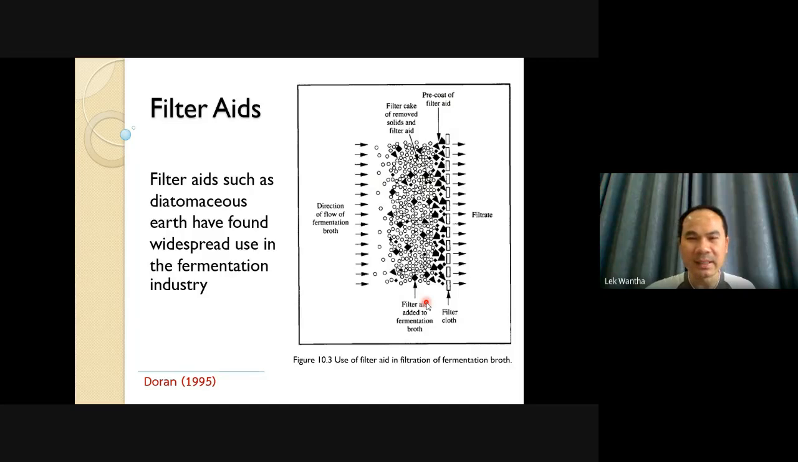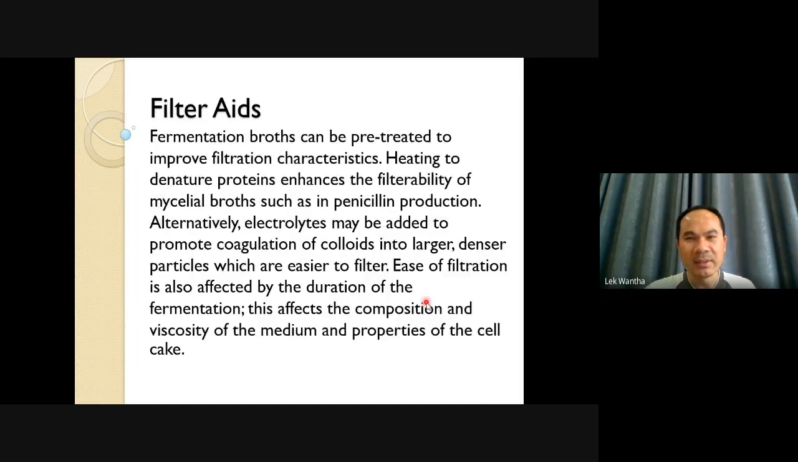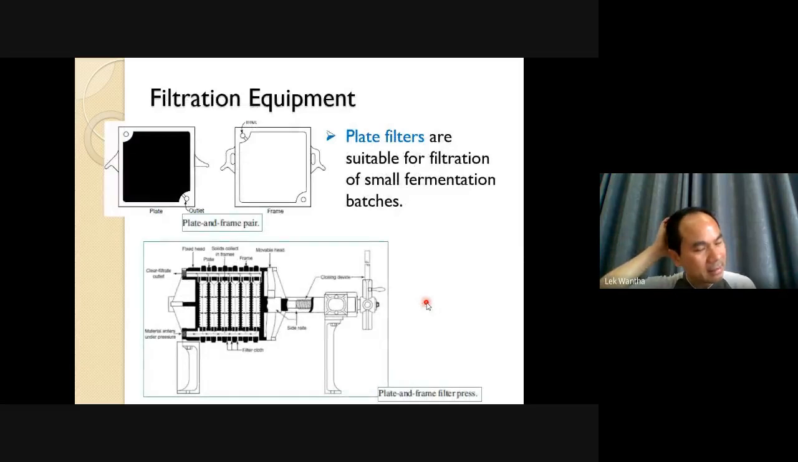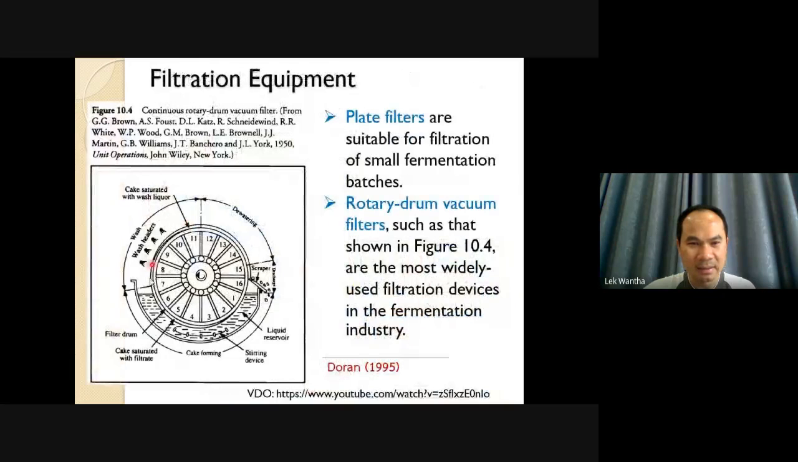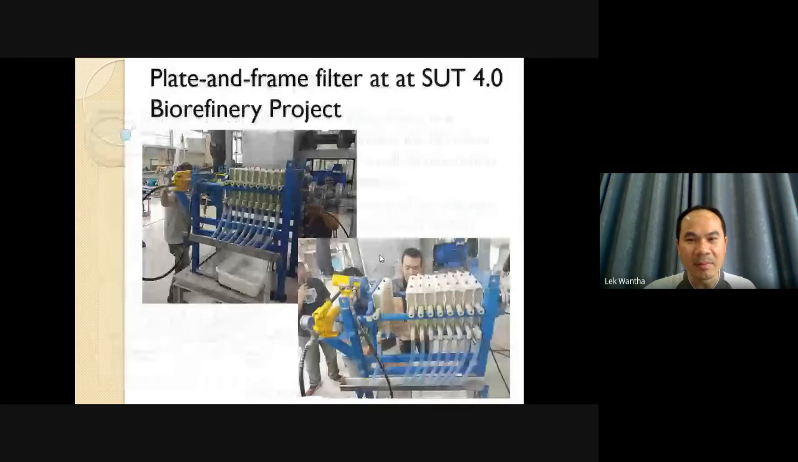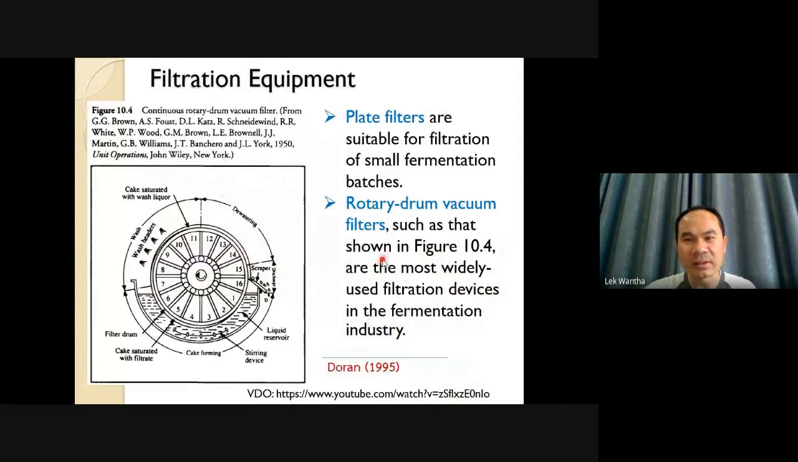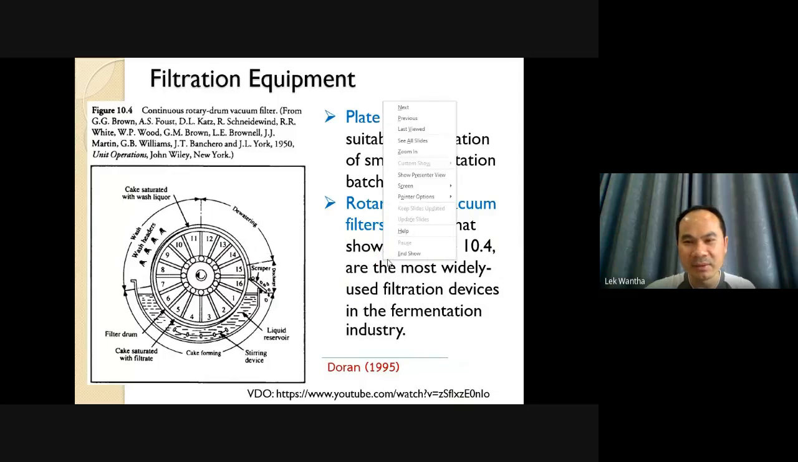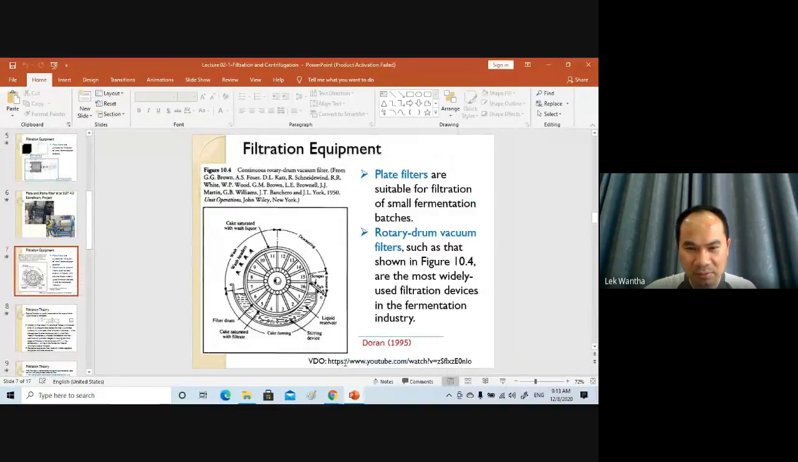Okay, this is the general principle of the filter. The most common equipment that we use in industry, like in the chemical industry, is the plate and frame filter, and also the most common one is the rotary filter. In our pilot plant, we have a plate and frame filter. I also briefly describe this. You can study it in the video. I will show you some video for this.